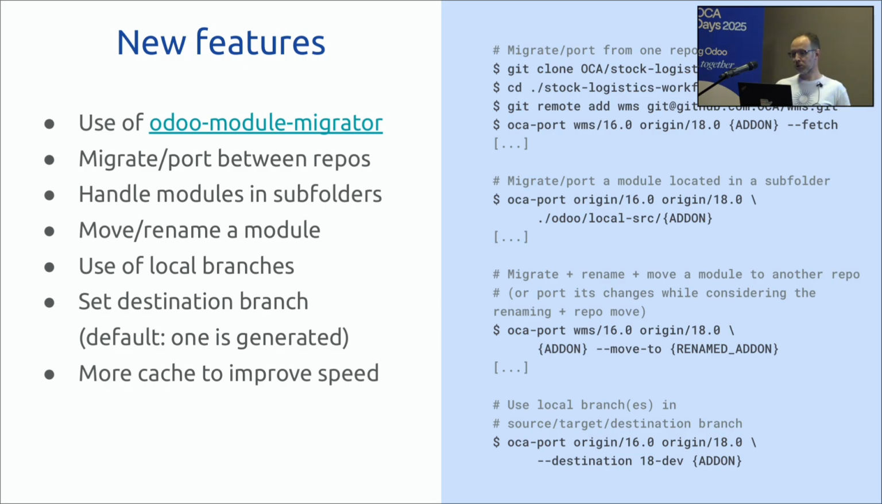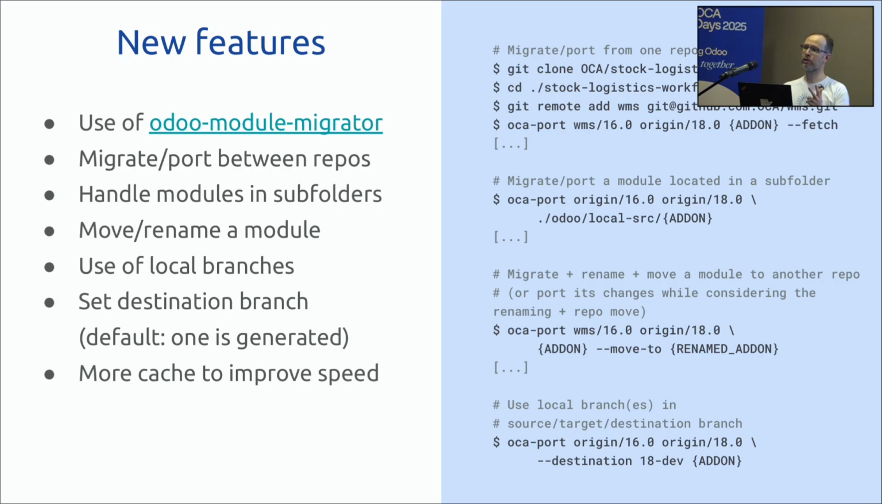So the integration of Odoo module migrator is a new feature. We are also now able to migrate modules between repositories, and we can handle modules in subfolders, not only in the root folder like OCA policy. We can rename a module as well. We can also use local branches, if you have some branches you rework locally and you want to port the work you have done there to another one. And we can set the destination branch manually as well.